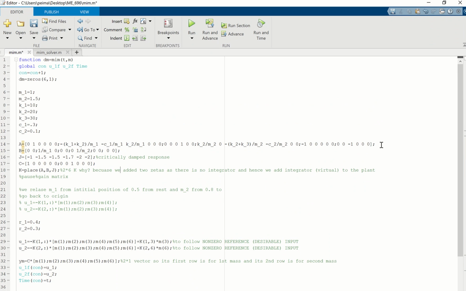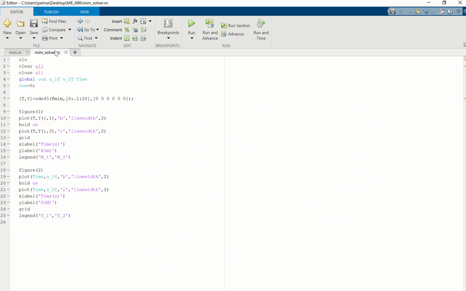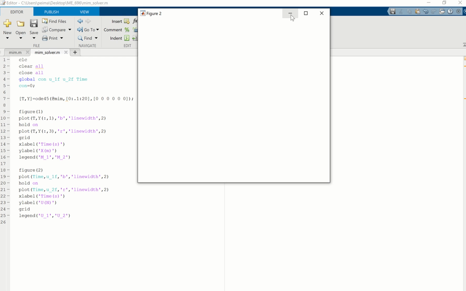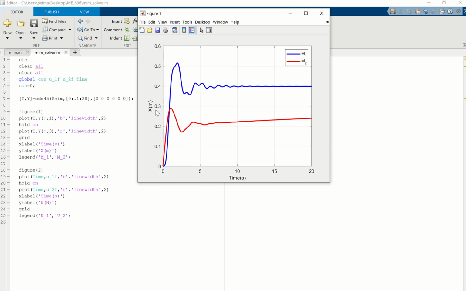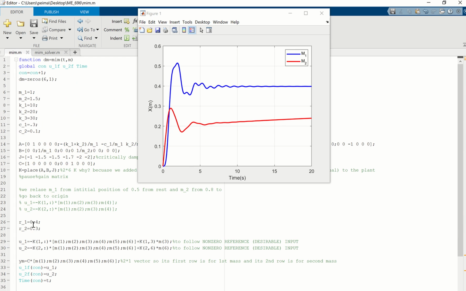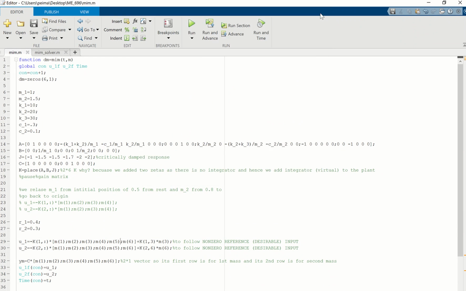Let me close this. You have modified everything. So if I do that, here we go. Okay, it's coming up. Okay, this is your x. M1 wants to go to 0.4 meter. This one to go to how much? 0.3 meter. But it is still in transient, so it takes more time.